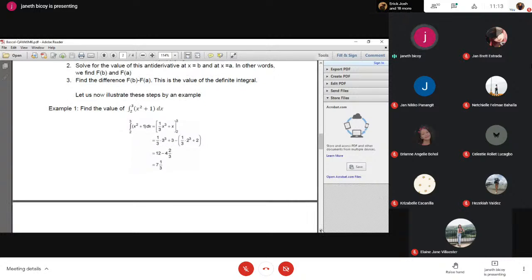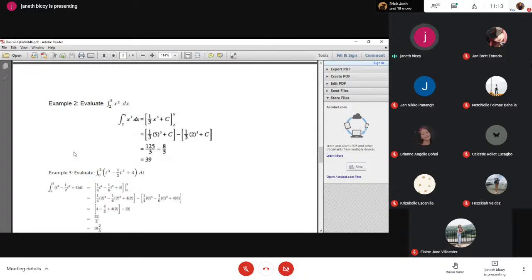Okay. Now next, example 2. Evaluate the integral of x squared dx evaluated from 2 to 5. So what is the integral of x squared? Di ba x squared over 3 plus c. Supposed to be kung paano siya, no? Kung indefinite. Okay, 2 to 5. Okay, so ilisan nato siya, 5 cubed minus 2 cubed. C minus C is just 0. So this is 125 divided by 3 minus 8 over 3, which is 39.